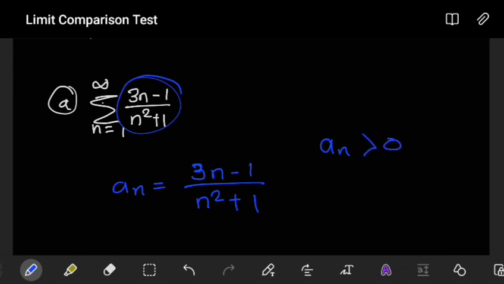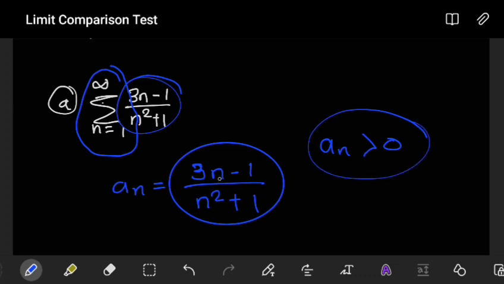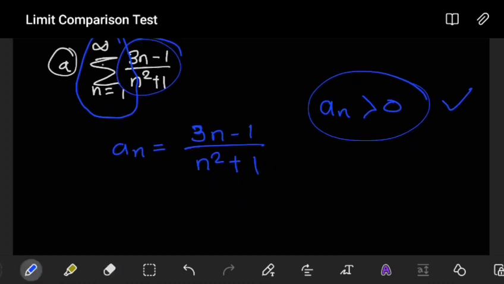Well, since the summation here is from n equals 1 to n equals infinity, you can tell that regardless of the value of n you plug in there, the solution of an will always be greater than 0. If n is 1, this is going to be 3 minus 1, which is 2, and here you're going to have 2. So this will always be greater than 0. So this condition is satisfied.